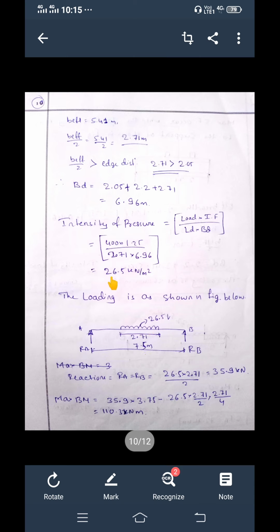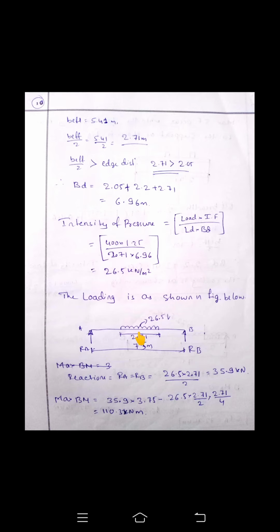So RA is in the clockwise moment. RA into half of the 7.5, that is 35.9 into 3.75, in the clockwise moment. We will consider it positive, as it is a sagging bending moment. Now the loading up to this part only you should consider.